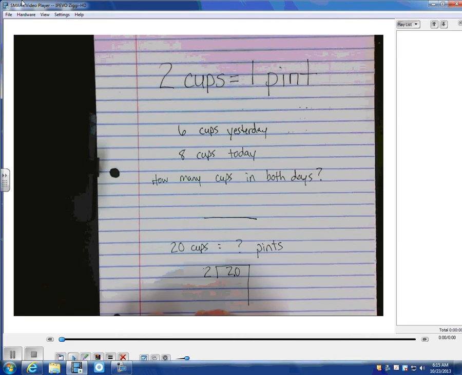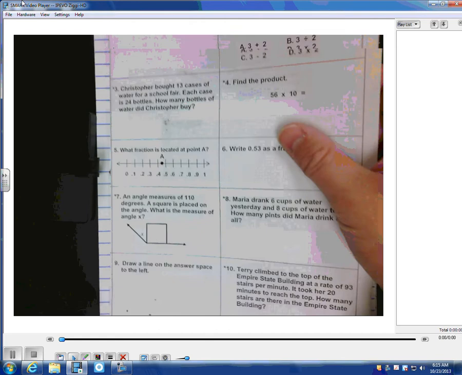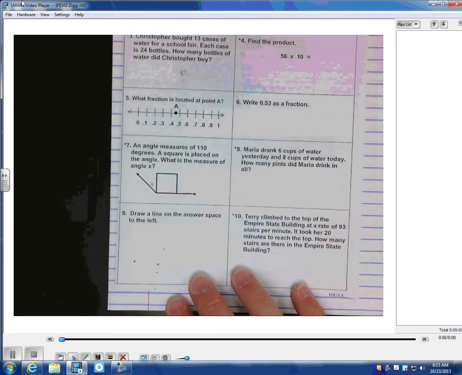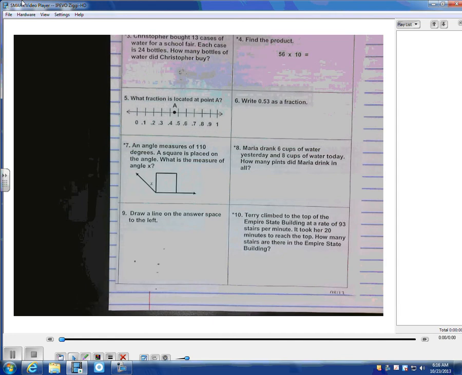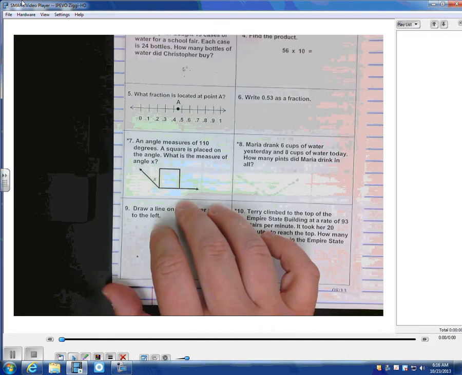Okay. Let's look at number 9. Number 9 simply says draw a line on the answer space to the left. Draw a line.